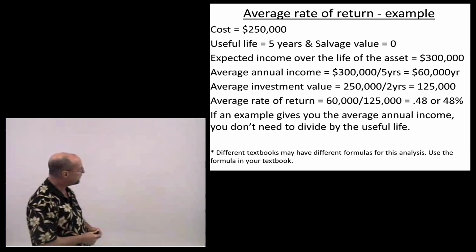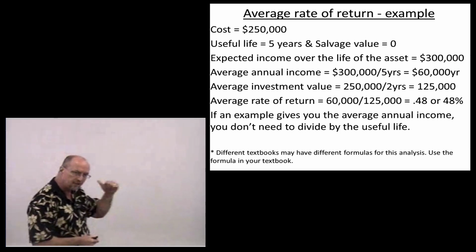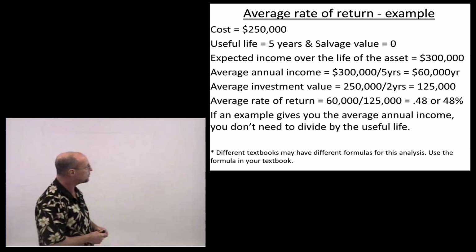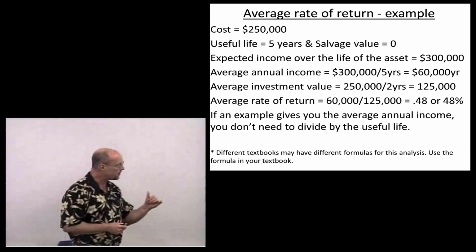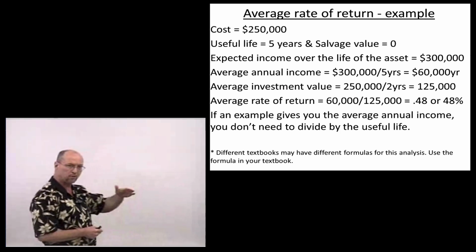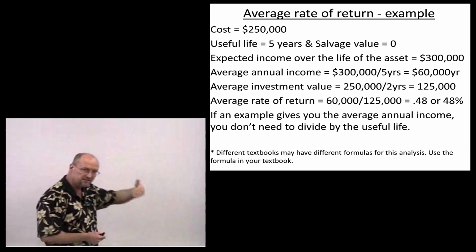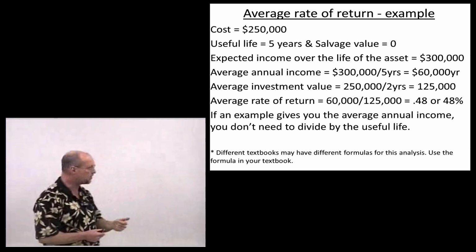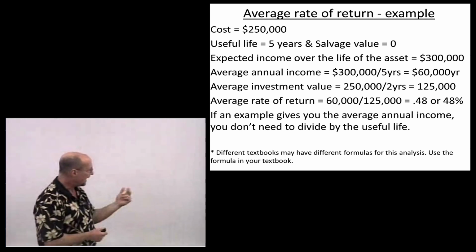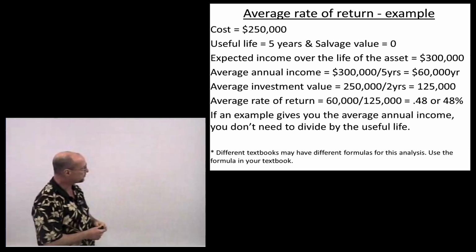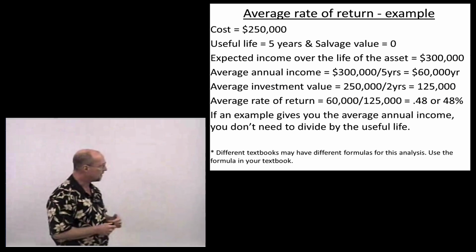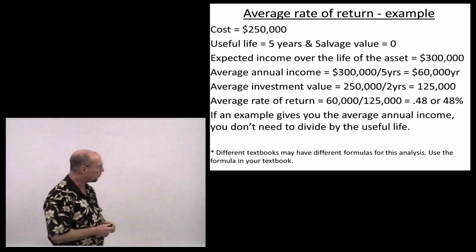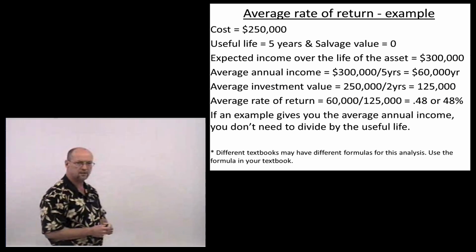The average investment value, and then again, go back to your formula from the previous slide, 250 divided by 2, 125. On average, half of its life it'll be worth more than 125. The second half of its life will be worth less than 125. That's where that average number comes in. Average rate of return on this investment, $60,000 per year on an average investment value of 125, 48% return.